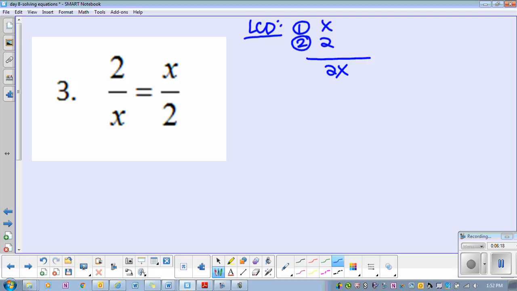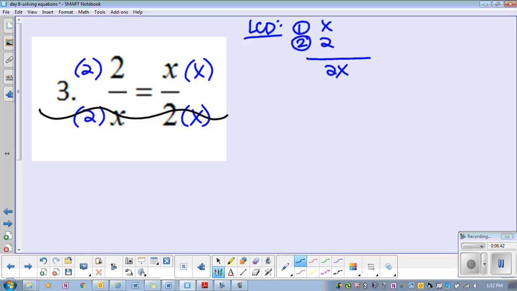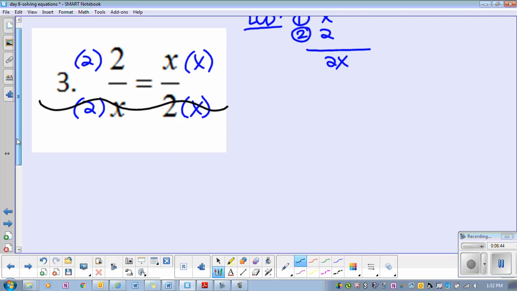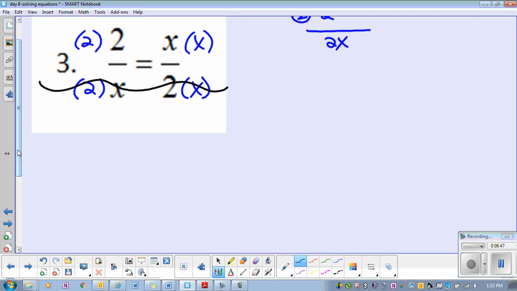Okay. So, what is your first fraction missing to look like the LCD? All right, so multiply both of these by 2, right? Top and the bottom. What's the second one missing? X, so multiply the bottom and the top. And then we have to cross out the denominator. Then I have, what's 2 times 2? Equals, what's x times x?